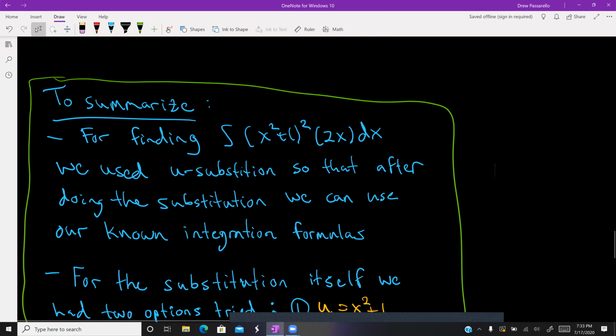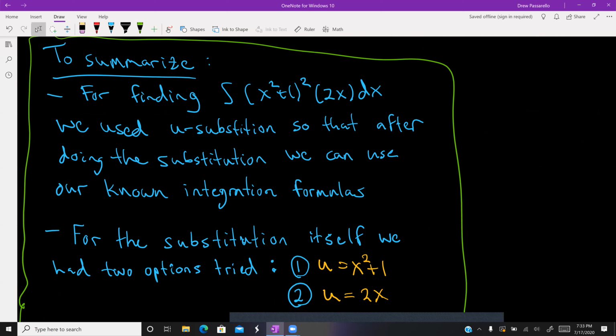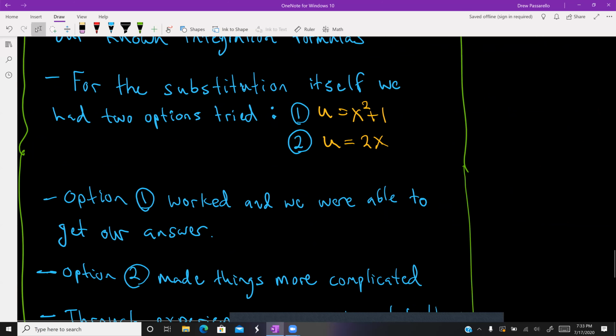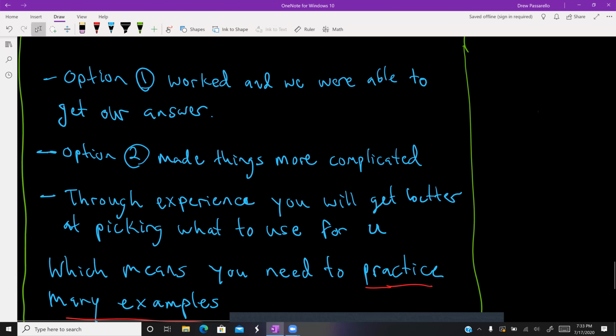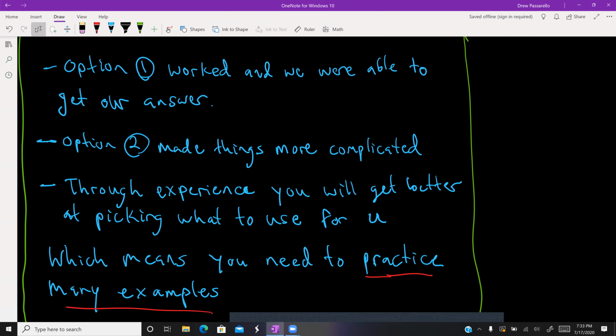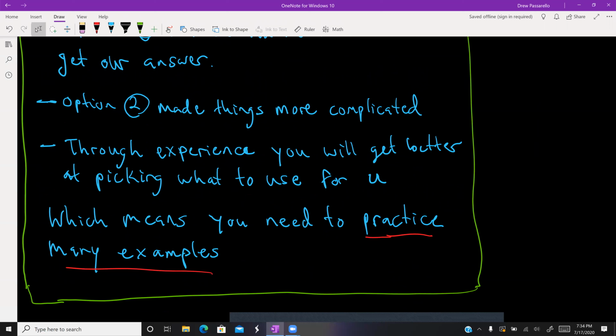And so to summarize, we found the integral of x squared plus 1 squared times 2x dx, and we used u-substitution, so that after doing the substitution, we could use our known integration formulas. For the substitution itself, we had the two options: u equals x squared plus 1 or u equals 2x. Option 1 worked, and we were able to get our answer. Option 2 just made things more complicated. Through experience, you'll get better at picking what you use for u, which means you need to practice many examples. So I just wanted to stress that practice makes perfect. In this case, you have to do it yourself. You have to do examples after examples in order to get good at it.